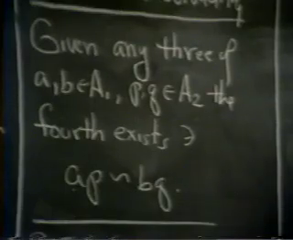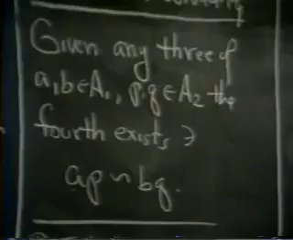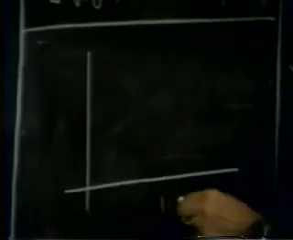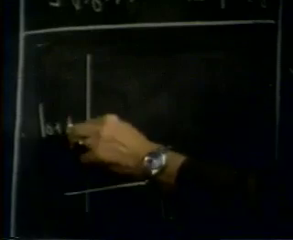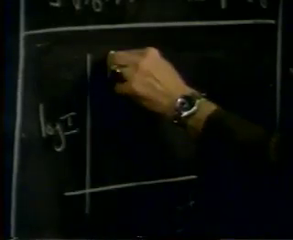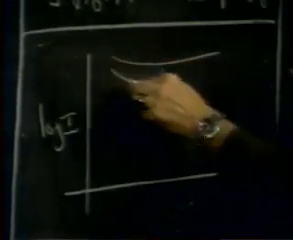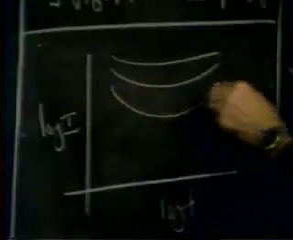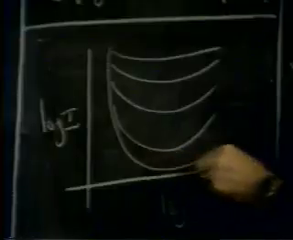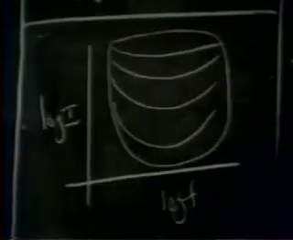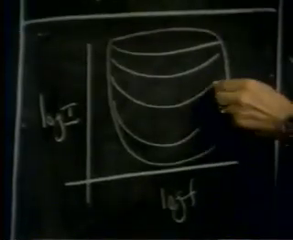For instance, let me give one familiar example. If I look at loudness contours, so I plot log frequency versus log intensity, the loudness contours are approximately of the following character. Equal loudness contours are something of this character, and there's a region in which you can hear, and outside that region you cannot hear.